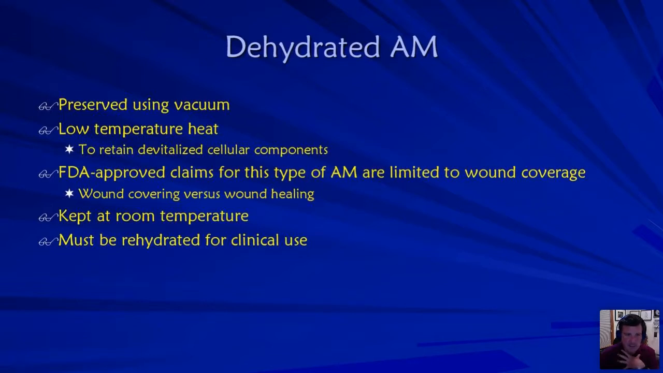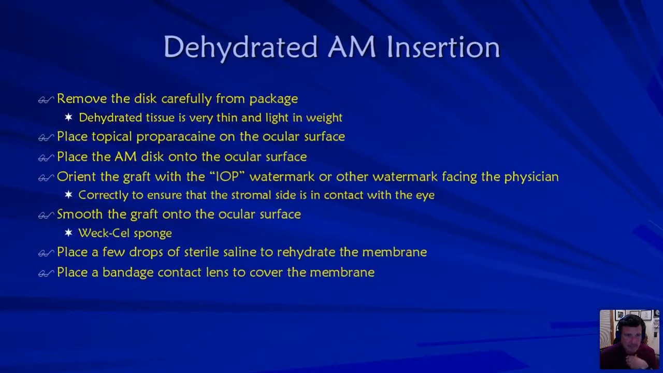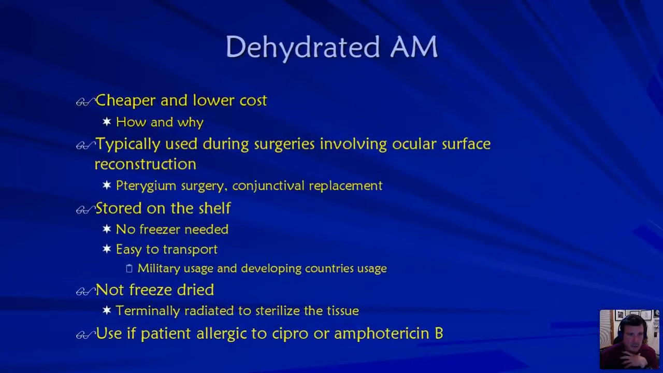These can be kept at room temperature, and they have to be, in a sense, rehydrated once they're taken out of the package. So you remove the disc carefully. You have to identify, in most of the cases, which side is up and down. Some of them have a watermark, and one of them has the IOP so that you can see it and know which side needs to face the cornea and which side needs to face the eyelid. You put a few drops of sterile saline to rehydrate the membrane, and then you could cover it with a bandage contact lens. They're a little cheaper in cost, and you're going to see why here.